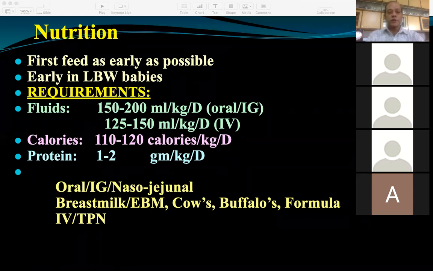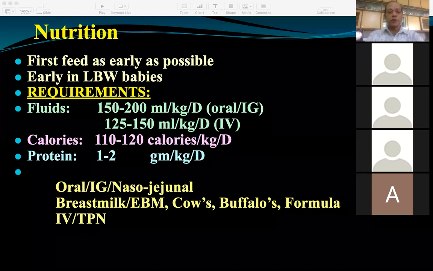Protein, usually 1 to 2 grams per kg per day. You must be knowing that in adults it is 1 gram, in older children it is 1 gram. But in the first 1 to 2 years of life, it is more, up to 2 to 2.5 grams per kg per day. This is because the first 2 or 3 years are the growing period of life.